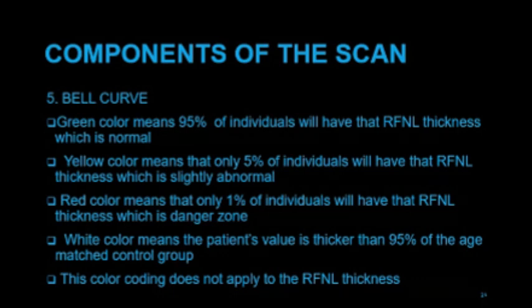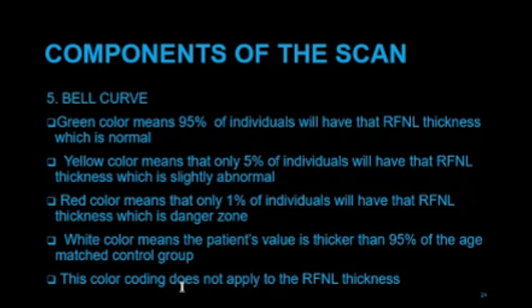Also, another component is the bell curve. In the bell curve, green color means 95% of individuals will have that retinal nerve fiber layer thickness, which is normal. Yellow in the bell curve means that only 5% of individuals will have that retinal nerve fiber layer thickness, which is slightly abnormal. And then red color means that only 1% of individuals will have that RNFL thickness, which is danger zone. White color means that the patient's value is thicker than 95% of the age-matched control group. So if you are seeing white in the bell curve, it means that this patient even scored above normal. The patient had above A or A.